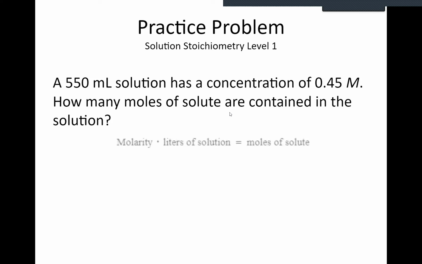Well, to figure that, we're going to use that manipulated molarity formula. Molarity times liters equals moles. We've got to convert from 550 milliliters into liters. That means divide by 1,000. If you do that, you get 0.55 liters. If we multiply that by the molarity of 0.45, we get 0.25 moles. Most solution stoichiometry problems will have you begin with this calculation. So that's why we did that warm-up.